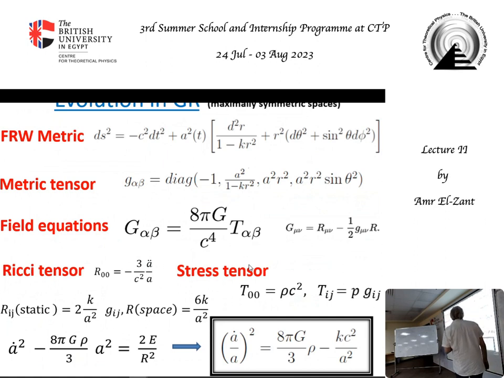C squared dt squared. So it's diagonal. It has to be, because the energy momentum tensor is diagonal. It was rho, p, p, p, so this has to be the same. It can't be anything else, because of the symmetry. So these are the Einstein equations, which Dr. Adel, I guess, will provide for you.